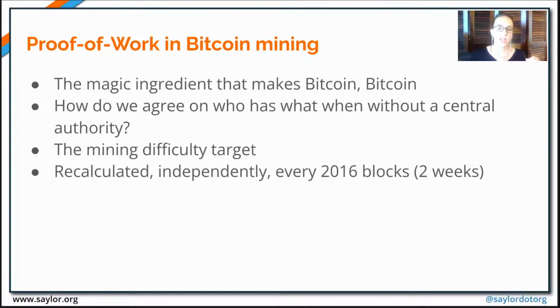The answer is that the difficulty target is recalculated independently by every node on the network every 2016 blocks, which should be roughly every 2 weeks. Every node on the network takes all the data from the past 2016 blocks and the timestamps on those blocks. The Bitcoin software is trying to even things out such that a block is found roughly every 10 minutes. So if a whole bunch of computers with a whole bunch of computing power join the network, blocks will be found a lot faster, right? And then the difficulty level will go up.